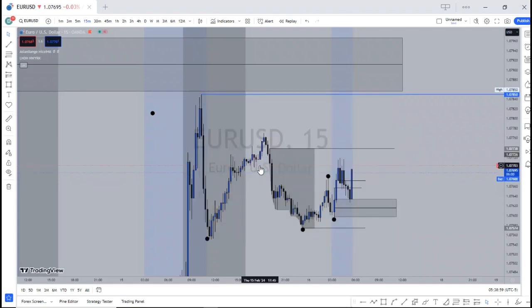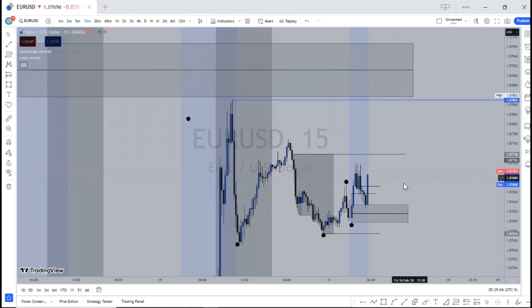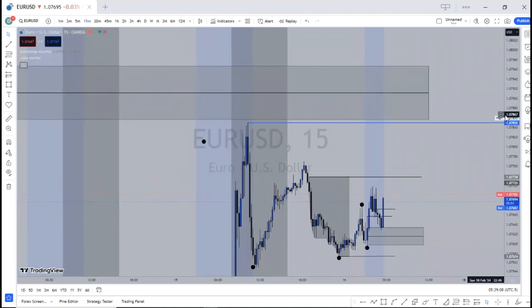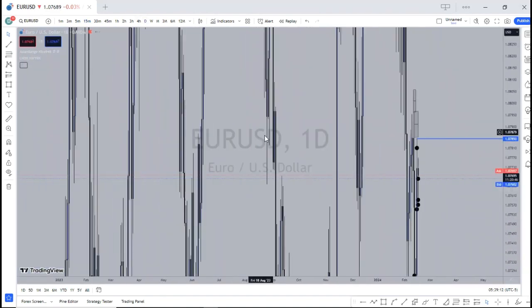So I think I just have to take a break again. So I'll have a little bit of a rest, and then I'll come back when it trades into this high. And I'm expecting to see if euro will possibly trade higher.